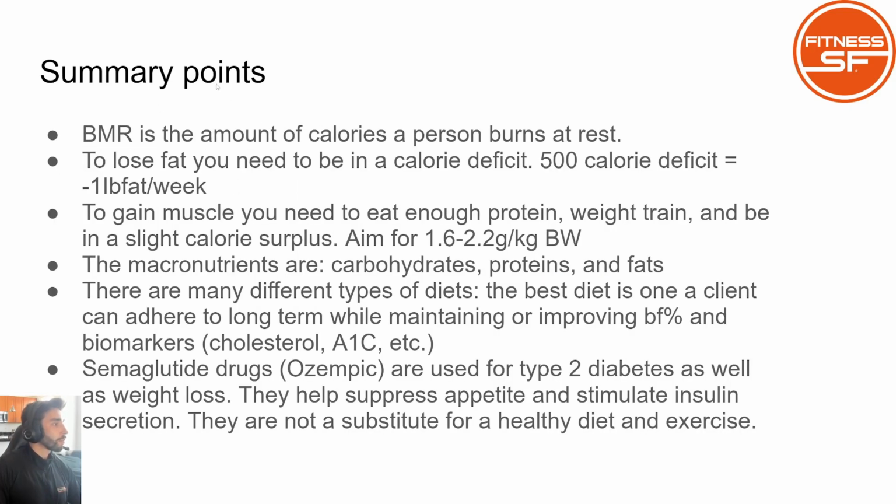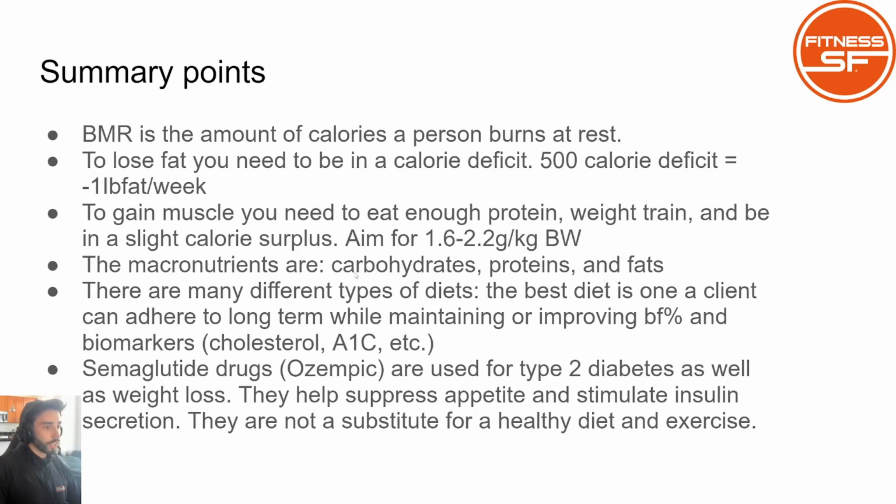All right, so summary points. BMR is the amount of calories a person burns at rest. If you want to lose fat, you need to be in a calorie deficit, and a 500 calorie deficit is around 1 pound of fat loss per week. To gain muscle, you need to eat enough protein, weight train, and be in a slight calorie surplus, and you should aim for around 1.6 to 2.2 grams per kilogram of body weight.